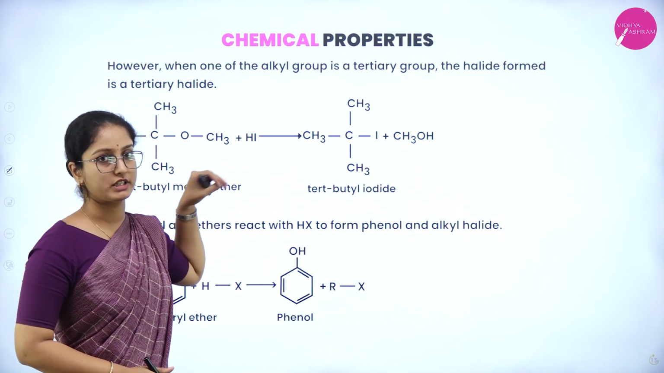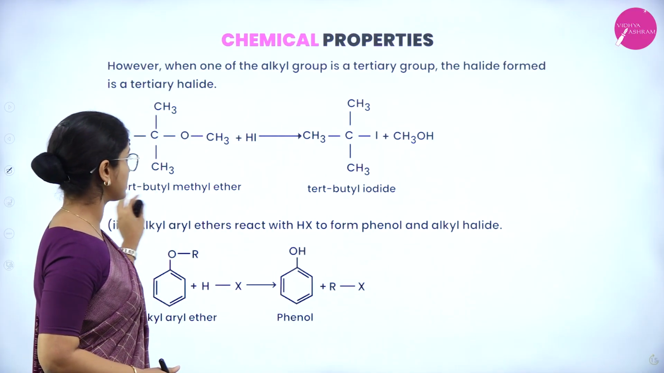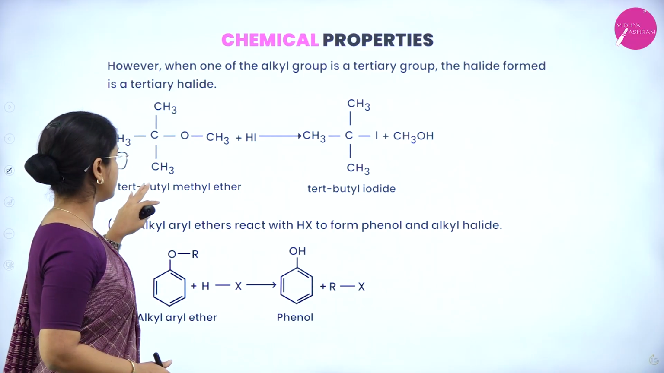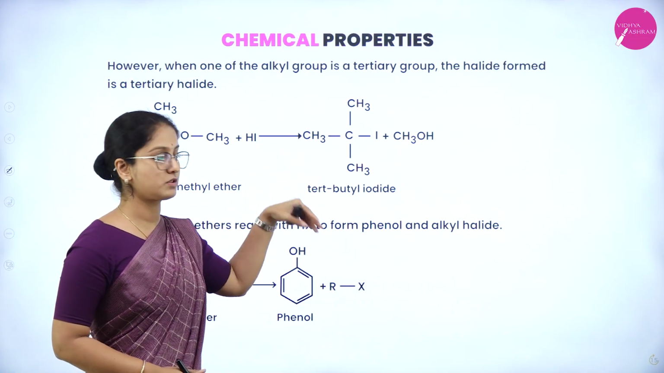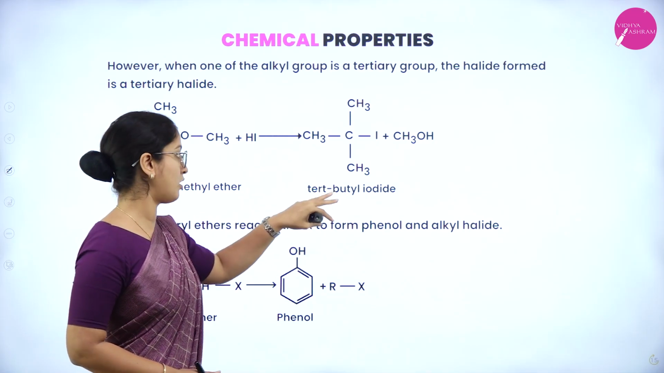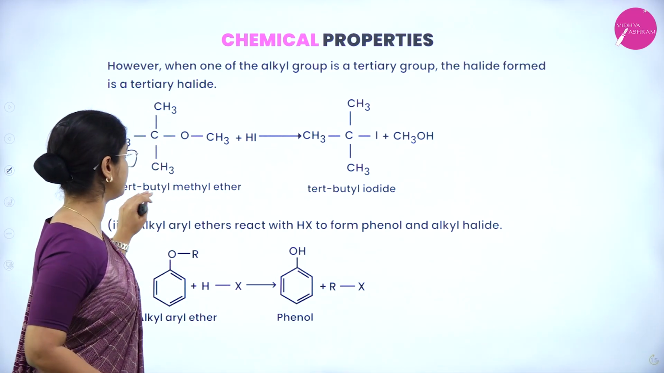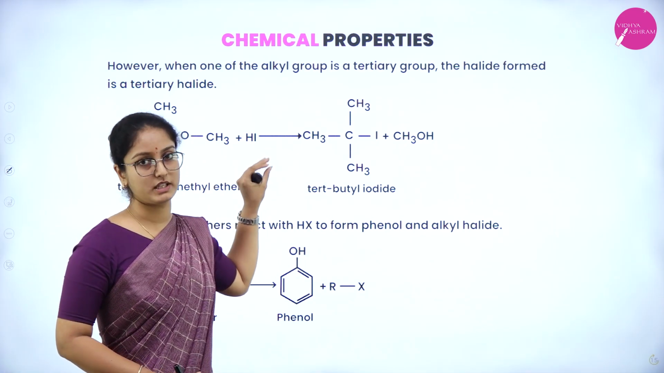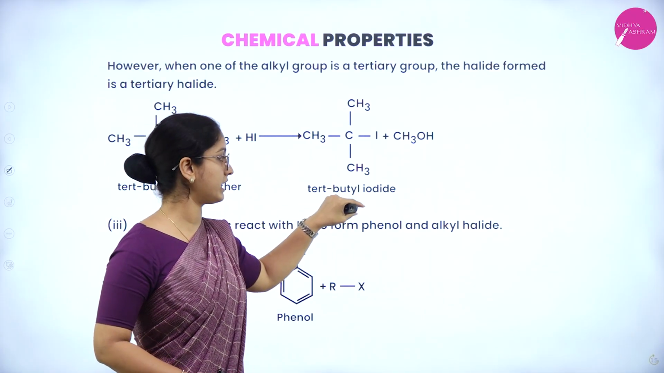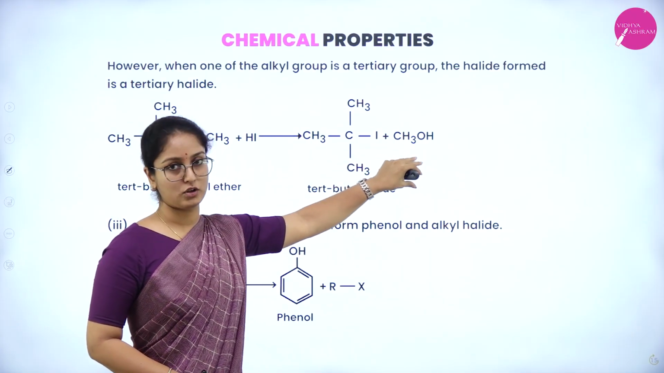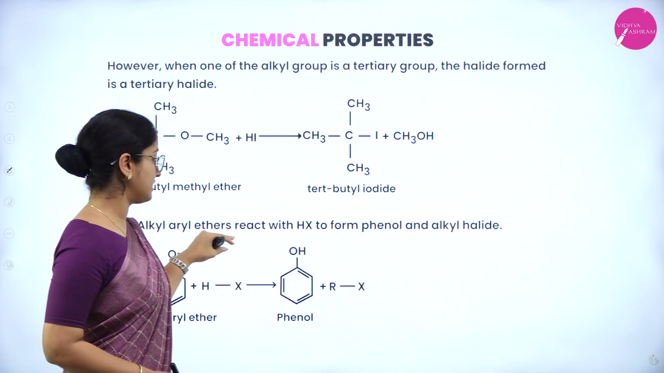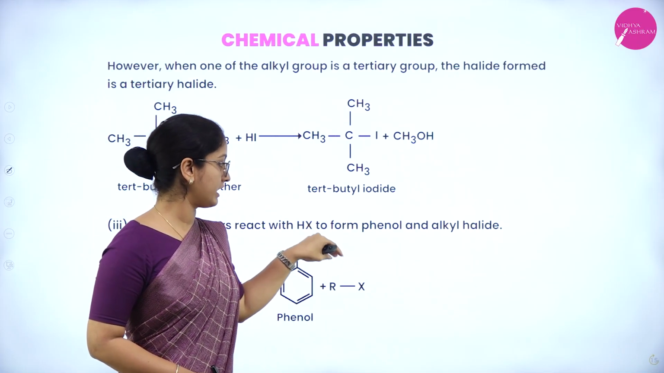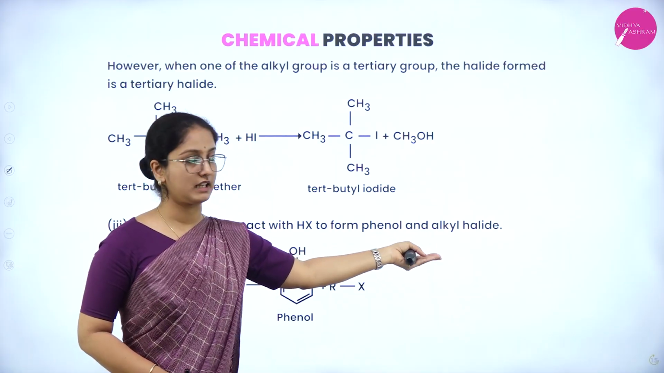However, when one of the alkyl groups is a tertiary group, then the halide formed is a tertiary halide. So if this is a tertiary molecule, that is tert-butyl methyl ether, then the product formed will also be in a tertiary form. That is, tert-butyl methyl ether reacts with HI to give tert-butyl iodide with the alcohol group, that is methanol.